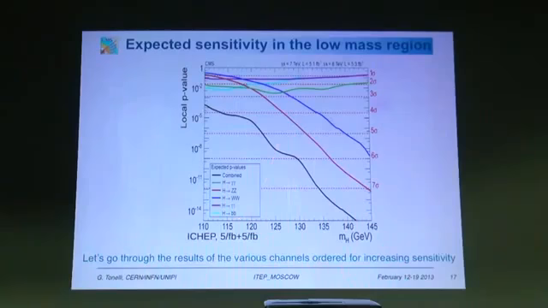The same is true for H to bb. The two fermionic channels do not really help you too much. You do this work, but don't expect to discover the Higgs boson through H to tau tau or H to bb. The three channels that might contribute are, in order of sensitivity, the blue one, which is H to WW, the green one, which is H to gamma gamma, and the red one, that is H to ZZ. So the discovery, if any, would have happened in these three channels.